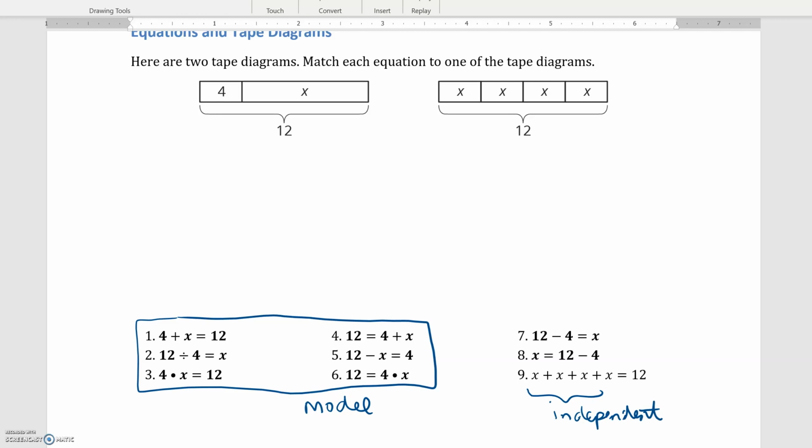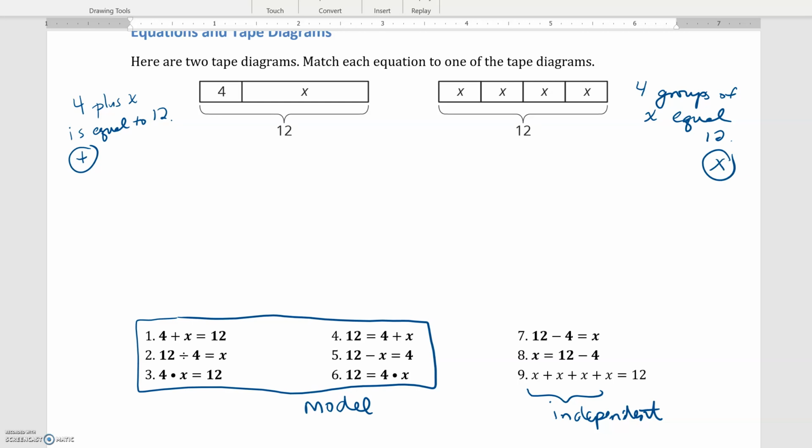So I see here in the first diagram, this is showing that 4 plus x is equal to 12. While the right one says 4 groups of x equal 12. So I see this one's addition and this one's multiplication. So think about what each equation says and which one matches. Number 1 says 4 plus x equals 12, which represents that tape diagram on the left.